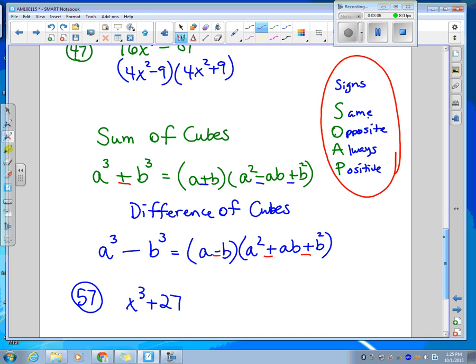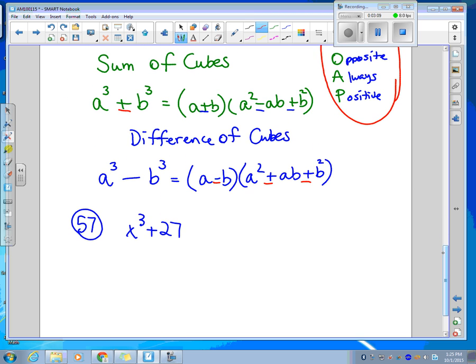Okay, so let's take a look at this example and see if we can use our pattern to factor that. This is what we call a sum of cubes because this is a perfect cube and 27 is a perfect cube. Do you all know where the cube root button is on your calculator? Make sure you know how to use that. It's under math number 4, isn't it? Okay. So the cube root of 27 is 3. So this is x to the 3rd plus 3 to the 3rd.